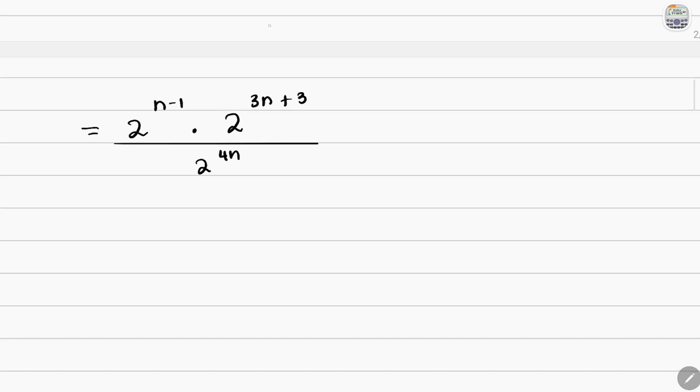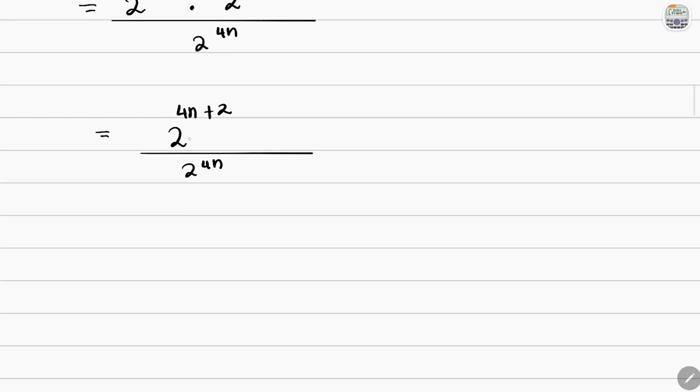Okay, now in the numerator, we have a base with this exponent times the same base with another exponent. When your bases are the same and you're multiplying, you need to add your exponents. So the base will stay the same, but add the exponents. So this is n minus 1 plus 3n plus 3, and then all over 2 to the power of 4n. And so when we add here, n plus 3n just gives you 4n, and negative 1 plus 3 is 3 minus 1, which is just positive 2.